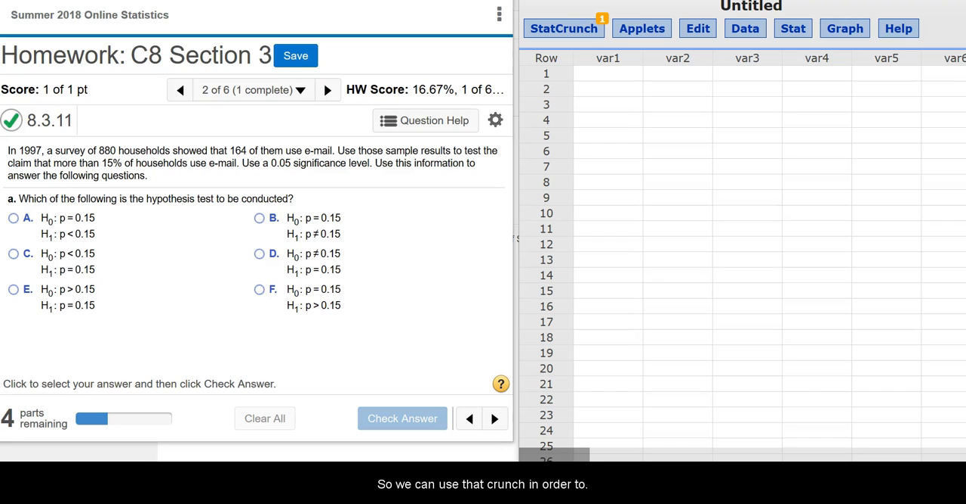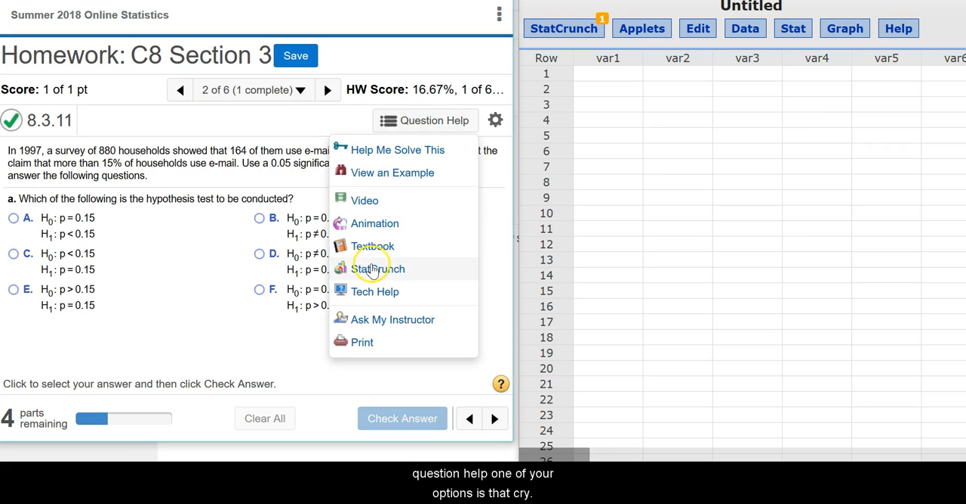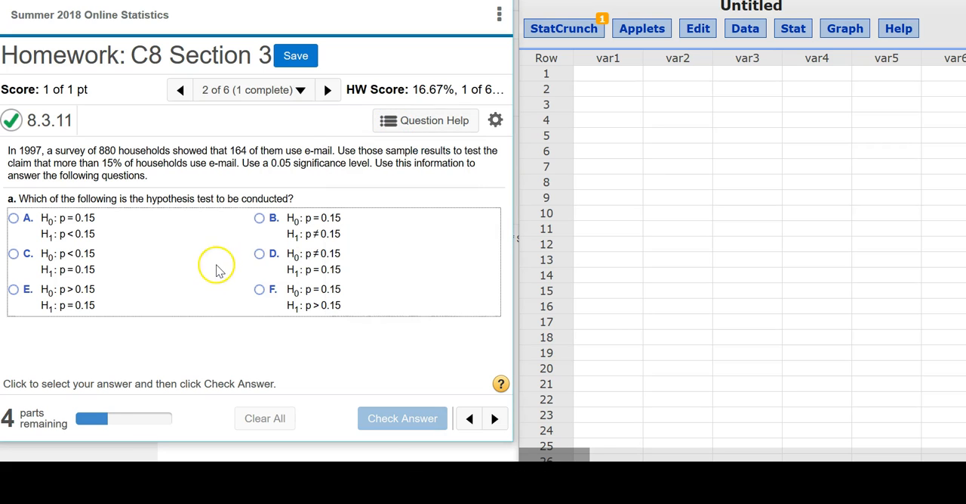So we can use StatCrunch in order to complete our hypothesis testing. The first example here that we're looking at is for proportions. So when you're working on Chapter 8, if you go under Question Help, one of your options is StatCrunch, and when you click on that, it will pop up.